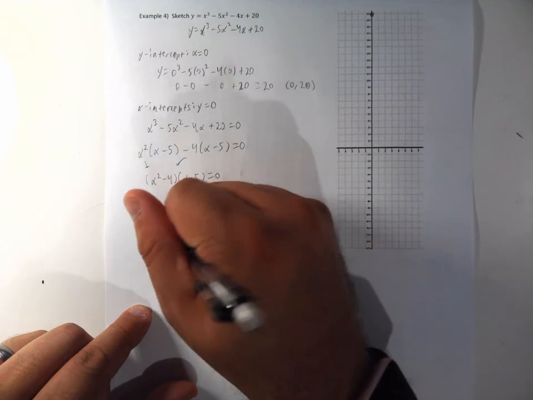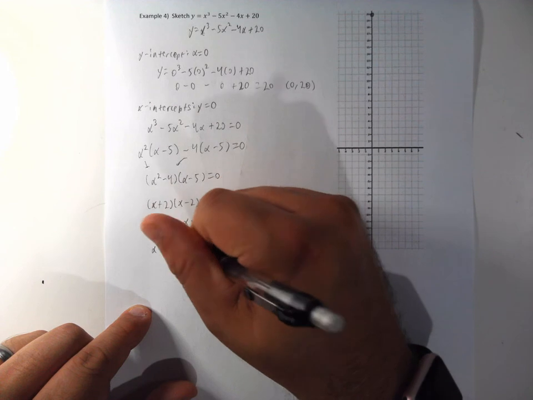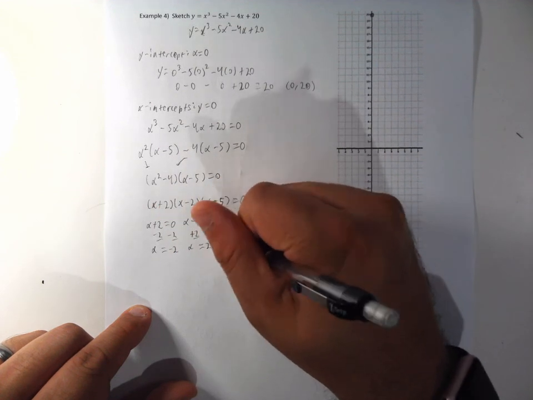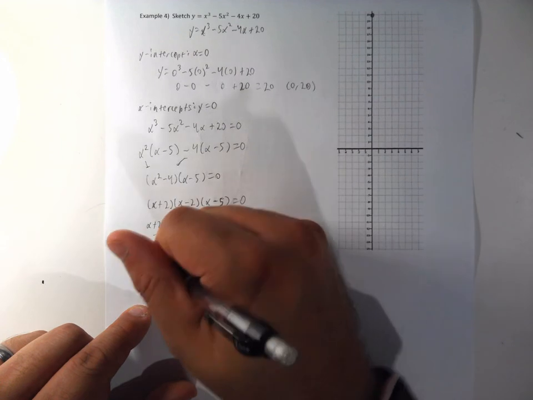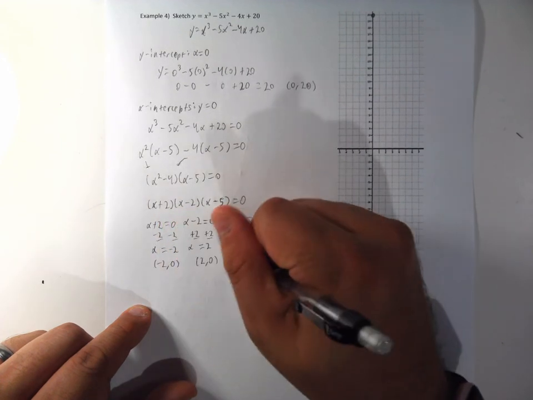Subtract 2, x is negative 2. Add 2, x is 2. Add 5, x is 5. So this point will be negative 2, 0. This will be 2, 0. This will be 5, 0.